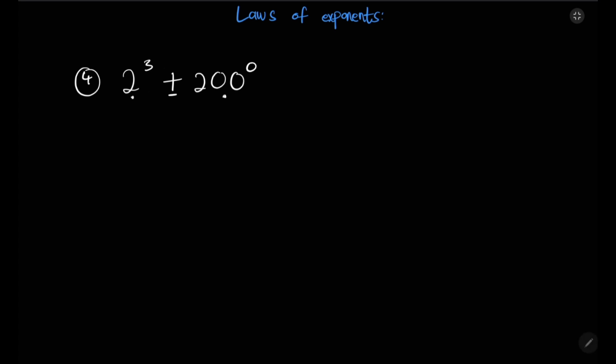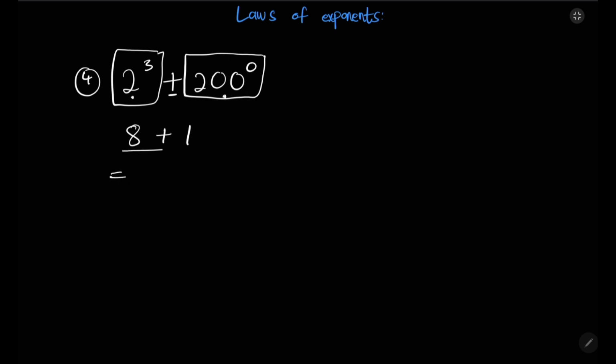So to solve this, we can simplify this part. 2 to the power 3, when you punch it in a calculator, you should get 8, plus 200 to the power 0. Anything raised to the power 0 is 1. But if you're unsure, you can just punch 200 to the power 0 in a calculator. You will get 1. 8 plus 1 is 9. That is how we solve number 4.